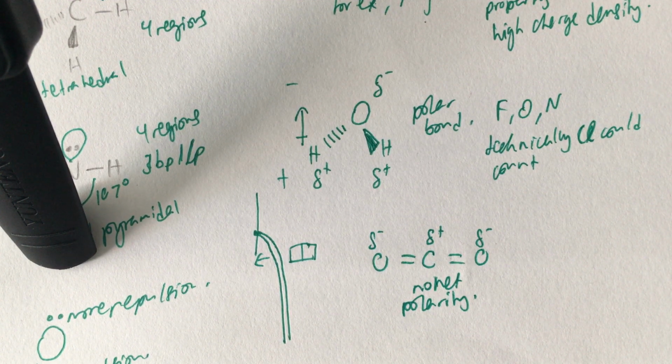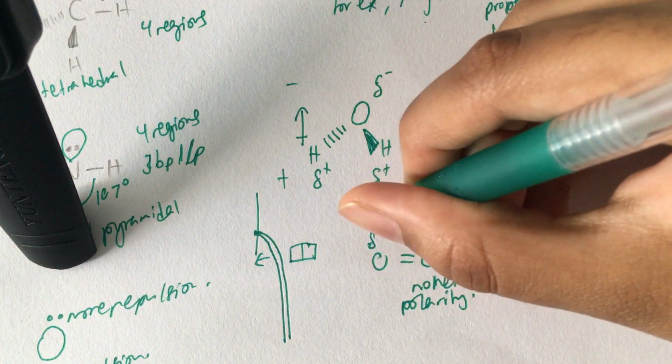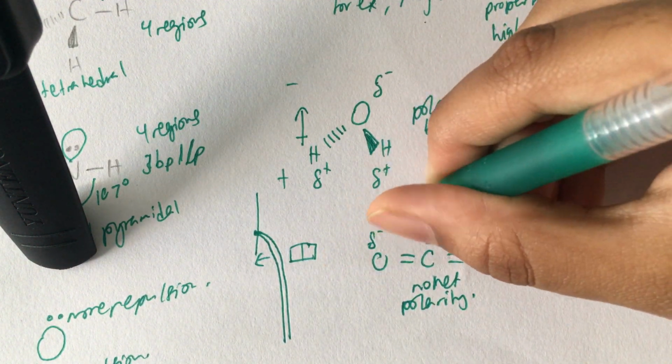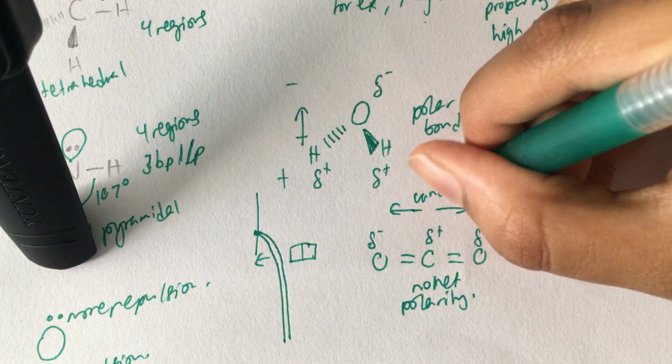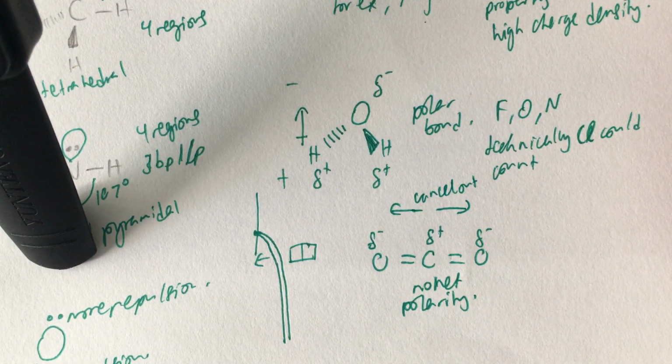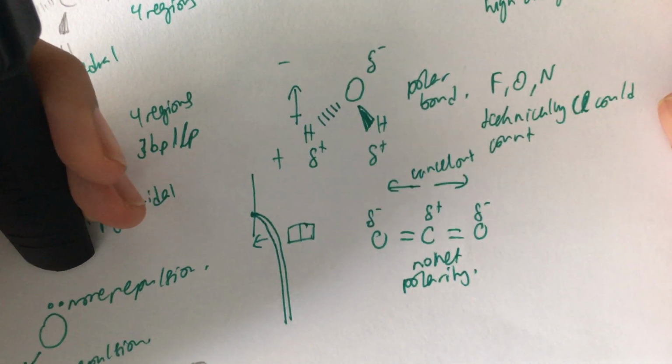You think of it like vectors. If the vectors cancel out, then it's not polar. But if they don't cancel out and there's a very strong one pointing in one particular direction, then it has a pole. It has a dipole.